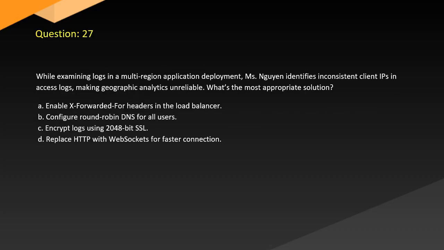Question 27. While examining logs in a multi-region application deployment, a team identifies inconsistent client IPs in access logs, making geographic analytics unreliable. What's the most appropriate solution? A. Enable X-Forwarded-For headers in the load balancer. B. Configure round-robin DNS for all users. C. Encrypt logs using 2048-bit SSL. D. Replace HTTP with WebSockets for faster connection.